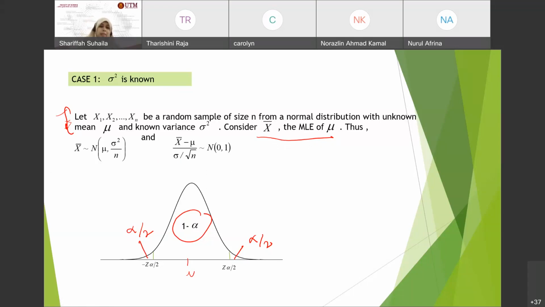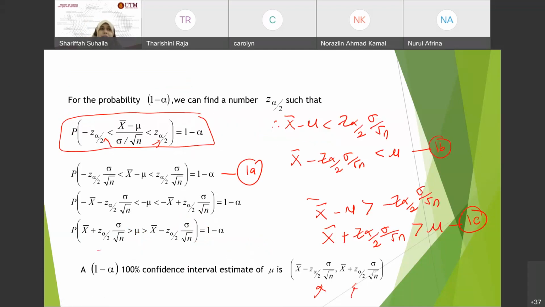So that means the area under the curve is 1 minus alpha. Okay, so here, the total area under the curve is 1. So since the parameter mu is between minus z alpha over 2 and z alpha over 2 with probability 1 minus alpha, the balance here is alpha over 2 and alpha over 2. So that's why in your question, we have the value for alpha, and then if you want to find it from your stats table, normally we use alpha divided by 2.